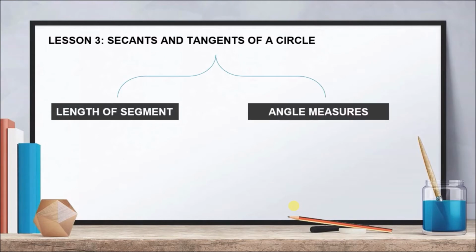So, dalawang bahagi ang ating i-discuss. Mauna muna tayo dito sa mga length of segments na nabubuo out of secants and or out of tangents. Later on, may mga nabubuong mga measures din na angles kapag nagko-combine ang secants and tangents. So, medyo malawak ang discussion ng mga susunod. Umpisa natin sa length of segment.